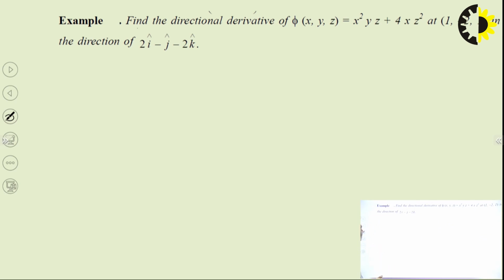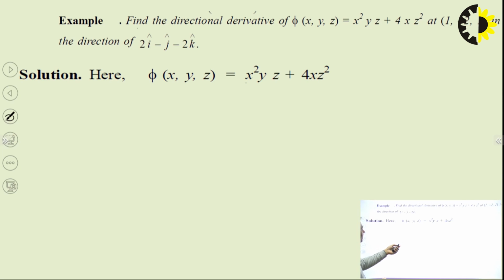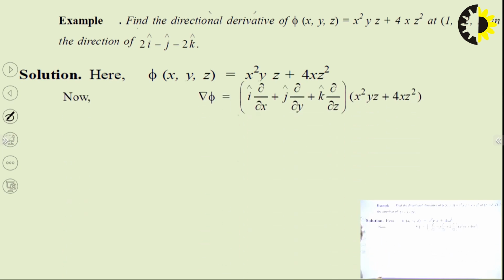Now we can have one example based on directional derivative. Here the function phi of x, y, z is given to us. The function is x square yz plus 4x z square. We must calculate the directional derivative of this function, where the points are also given to us, and the points are 1, minus 2, then 1, and also a direction vector is given to us. Basically, student, we must calculate the gradient of phi. Let's denote this function by phi of x, y, z.